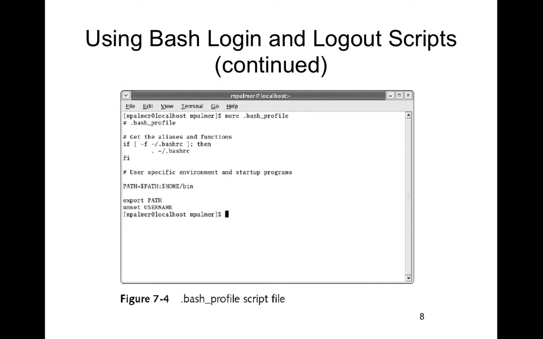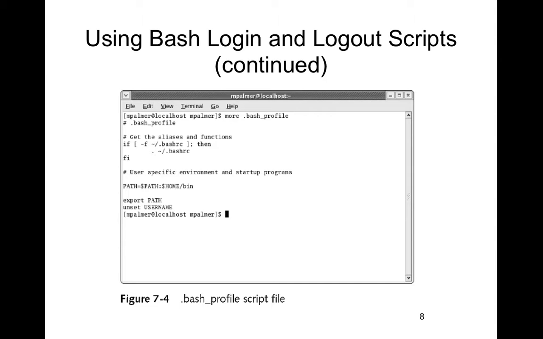More space dot bash underscore profile. If I had this profile script, in the beginning of it, it would identify itself and say get the alias of the function. If I had any aliases or anything set for my environment, it would be inside. And now we're exporting the path and unsetting the username. So we have a set and an unset. If this were the logout or the login or one of the scripts associated with my profile, you'll know what they are when you start looking at them.